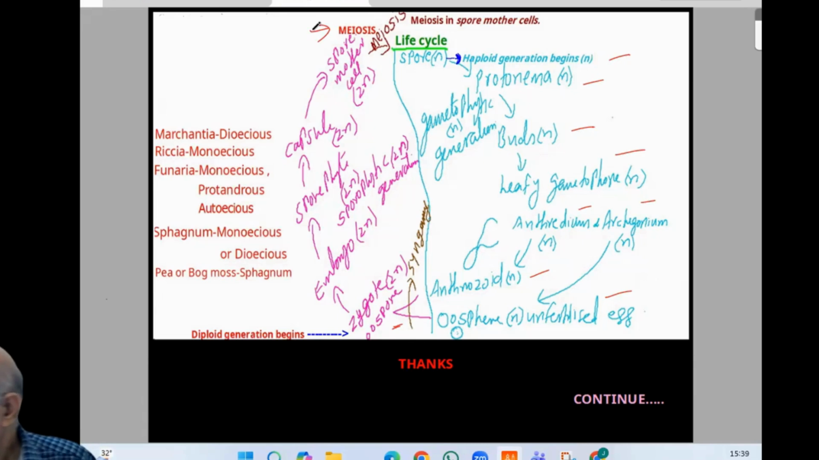So meiosis occurs at the spore mother cell. The gametophytic stage starts at spores and ends with the gametes. The sporophytic generation starts with the zygote and ends with the spore mother cell. This is general data important for the exam. I think the idea is clear. So that is regarding bryophytes, second part.